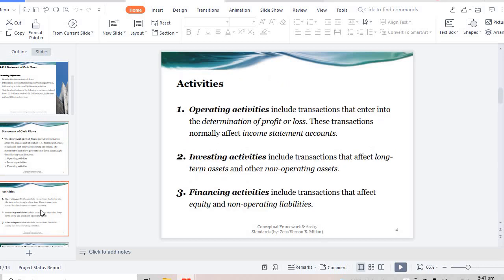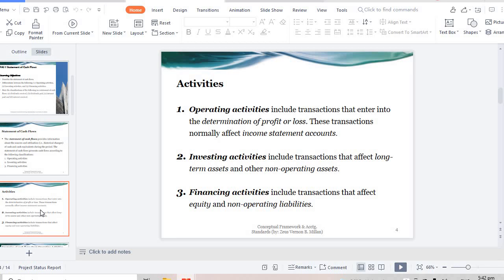Operating activities include transactions that enter into the determination of profit or loss. Investing activities include transactions that affect long-term assets and non-operating assets. Long-term assets such as PPE, long-term investments, and other long-term assets are placed under investing. Non-operating assets, let us say, deferred tax assets, are long-term but non-operating. The operating assets in the operating cycle are included in operating activities, such as the net change in accounts receivable, inventories, and prepaid expenses. So that is how they are classified.